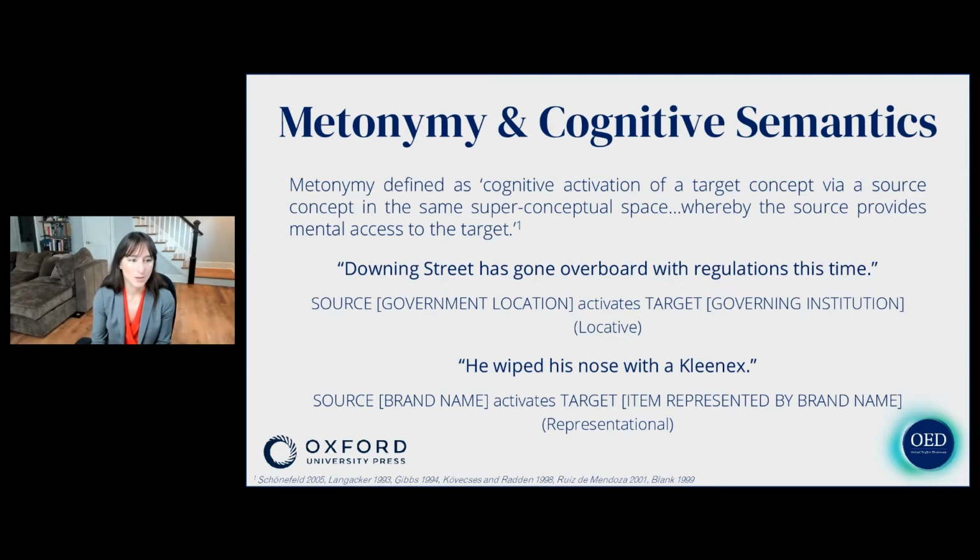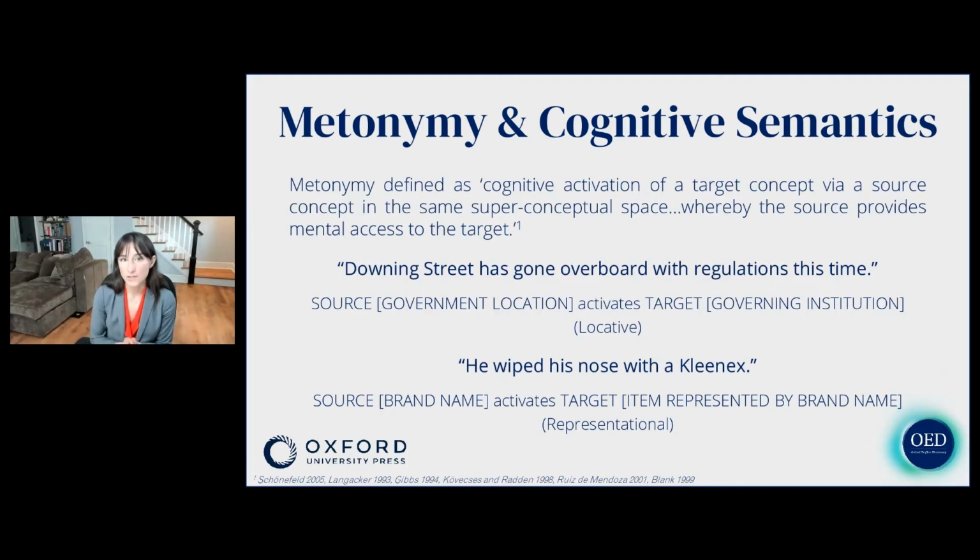The example on the slide: Downing Street has gone overboard with regulations this time. Downing Street, being a physical location, is actually activating what is meant by that, which is the governing institution situated there. And that notion of adjacency doesn't have to be a physical adjacency, although in this case it actually is. That conceptual adjacency is really critical to making metonymization work.